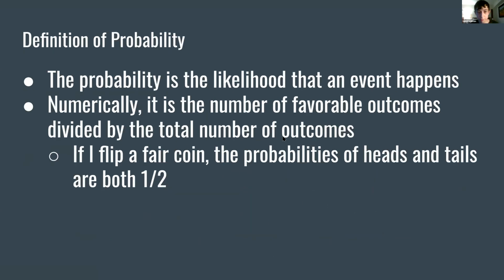So the definition of probability. The probability of an event is the likelihood that that event will happen. Numerically, it is the number of favorable outcomes divided by the total number of outcomes. So if I flip a coin, heads is one outcome and tails is the other outcome. So the probability of heads is 1 divided by 2, or 1/2, and the probability of tails is 1 divided by 2, or 1/2.